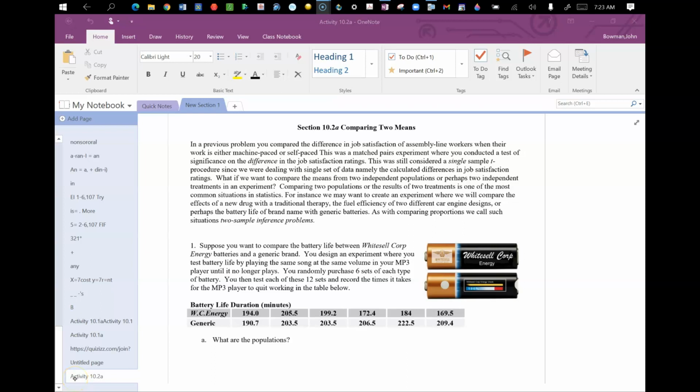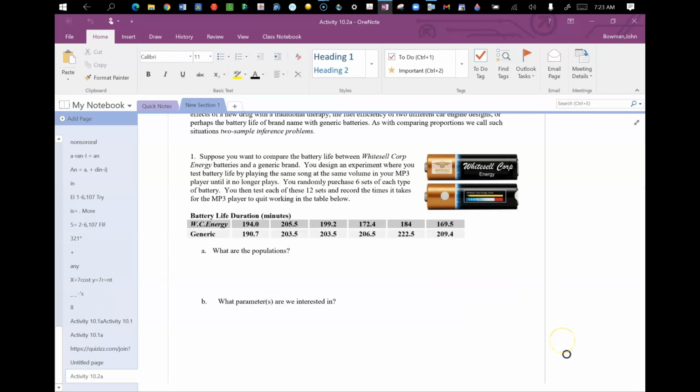Hello everyone, this is Mr. Bowman, and in section 10.2 we are going to compare population means similar to how we compared population proportions in section 10.1. So to start out with, we are going to look at a scenario here, and we're going to use that as the basis of our discussion.